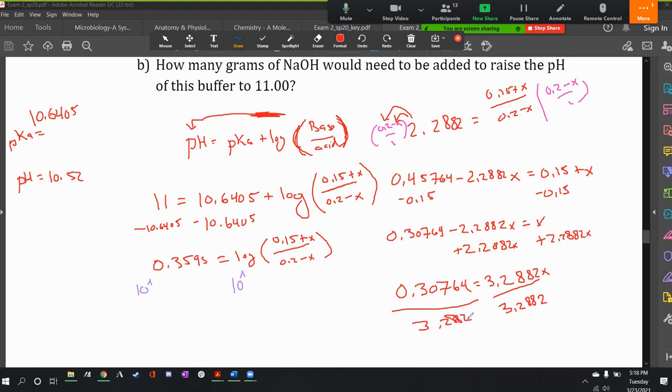And the last thing is divide by 3.2882 to finally find x. So that number divided by 3.2882, and I get x equals 0.09356. Phew. Alright.